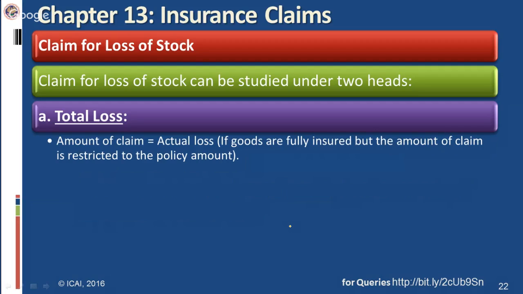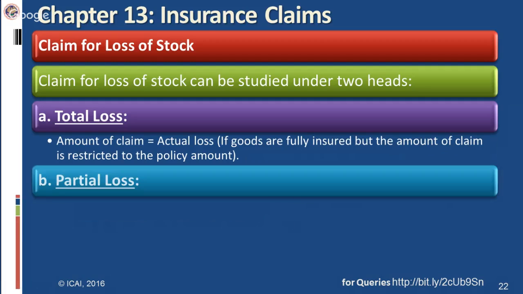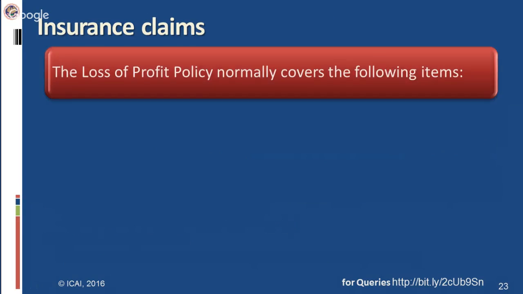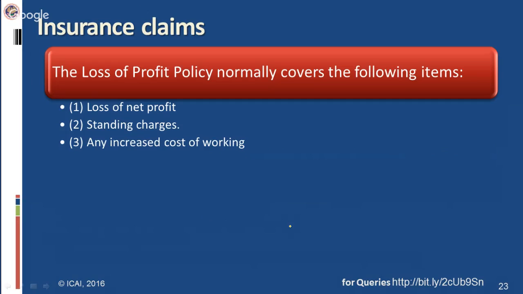So, claim for loss of stock can be studied under two heads: total loss, where the amount of claim is the actual loss. And I'm not going to waste time on this. Partial loss, where the average clause applies. You can all very well study from the study material. The theory portion which is given in the study material regarding this chapter is good, and you can understand from that. This is very simple. Loss of profit normally covers three items. What are these three items? Loss of net profit, standing charges, and increased cost of working.